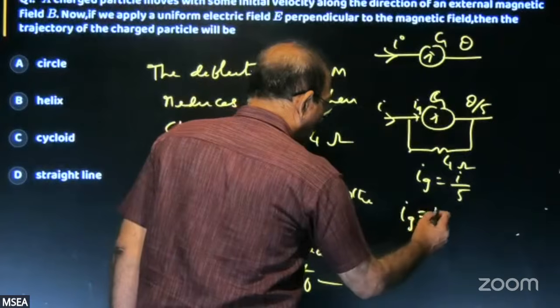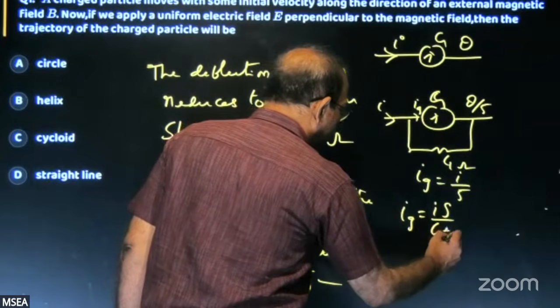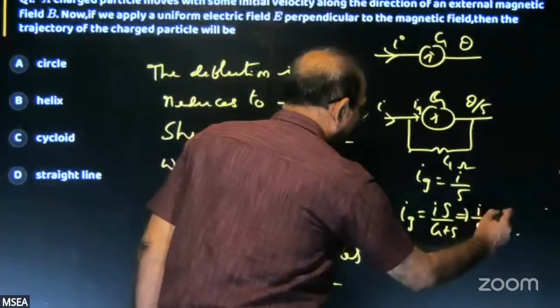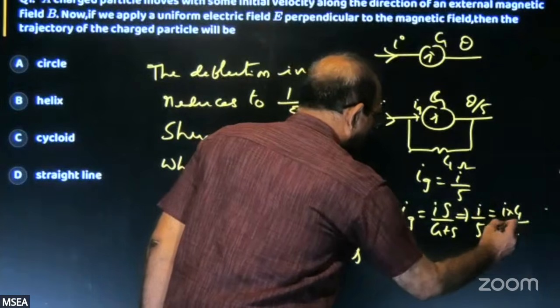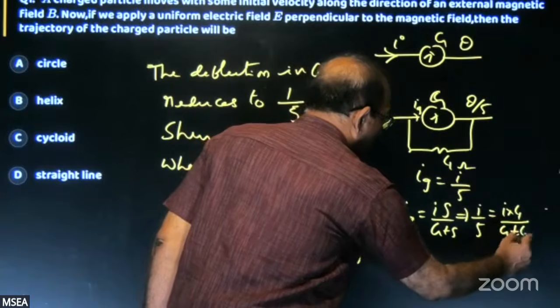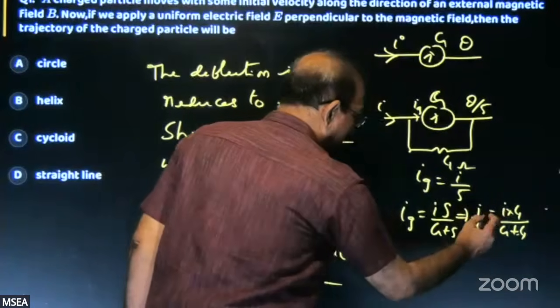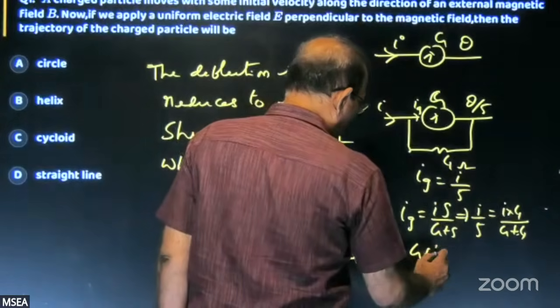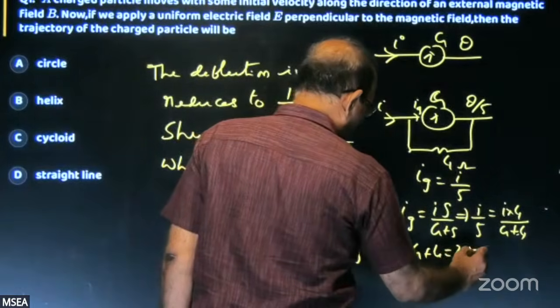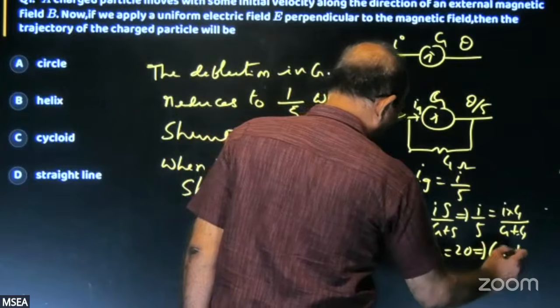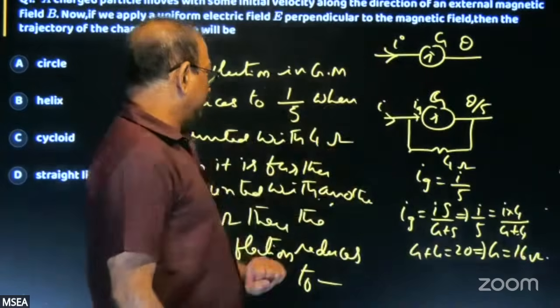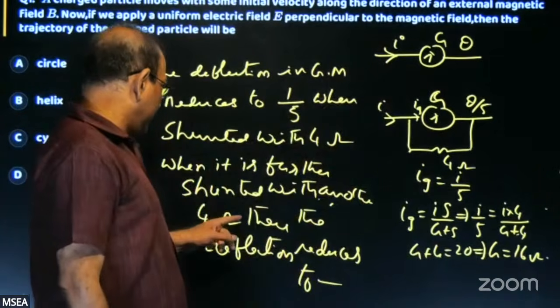Now apply the formula. Ig equals I into S by G plus S. Ig is I by 5 as given, the shunt is 4 as given, so I cancels and G plus 4 equals 20. That indicates the galvanometer resistance is 20 minus 4, which is 16 ohm. This you will get.